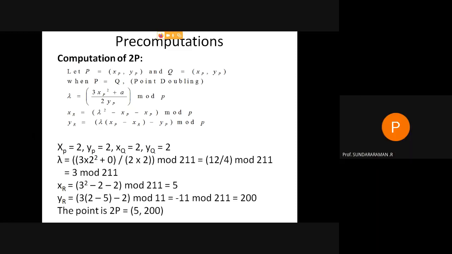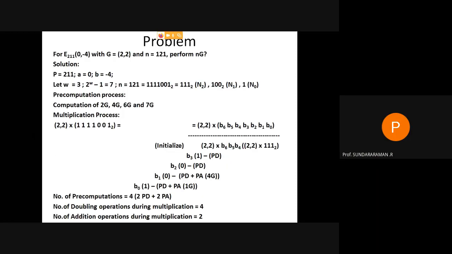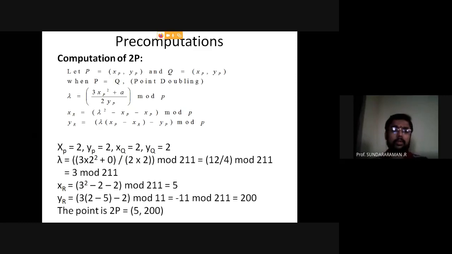Now xp, the point value, the point chosen is 2 comma 2. So xp is equal to 2, yp equal to 2. Same, xp equal to xq, yp equal to yq. Lambda computed: 3 into 2 square plus 0, as a is equal to 0, so 3xp square plus 0 divided by 2 into 2.